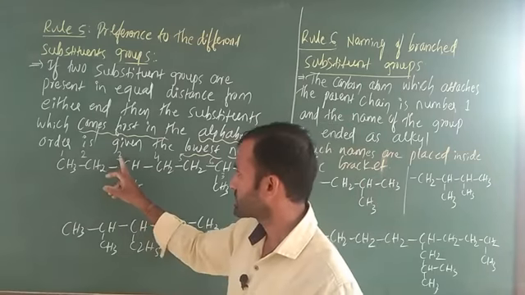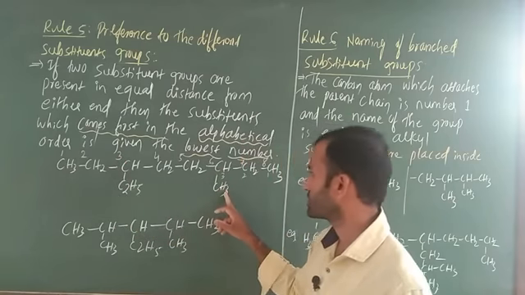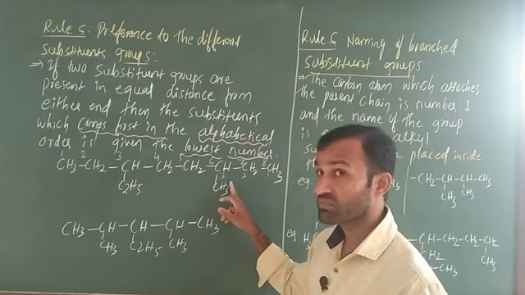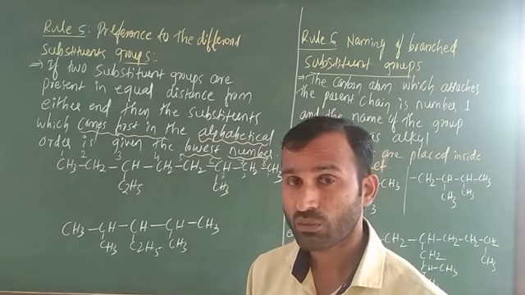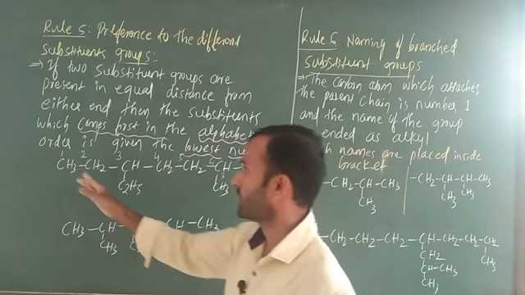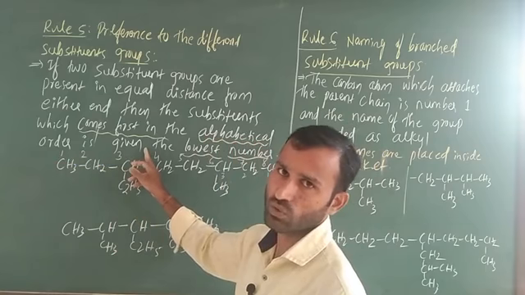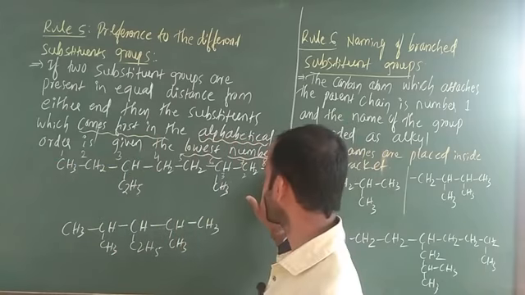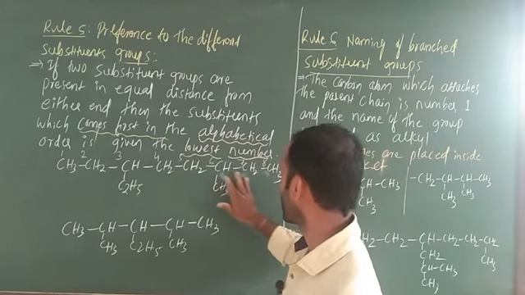Here the third position has C2H5, ethyl. The sixth position has CH3, this is a methyl. Ethyl and methyl, which one will come first in alphabetical order? Obviously, the answer is ethyl will come first. That is why I mentioned this numbering 1, 2, 3; this numbering is right. Do not use the other one. Bear in mind, you have to apply all the rules, you have to remember.